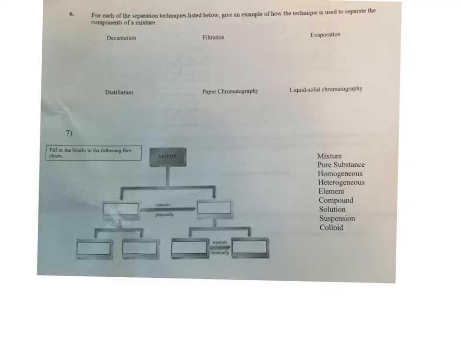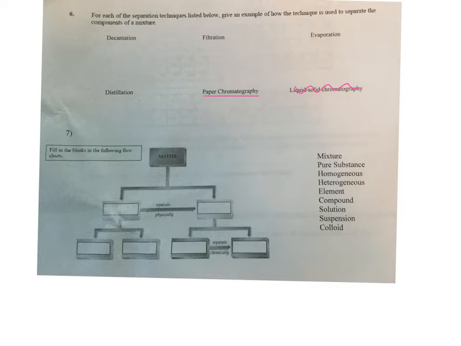All right, on this page, I am actually not going to go through number 6 because I feel like you guys are very capable of looking these words up. Don't stress too much over this guy. We will talk a little bit about paper chromatography. When you go to look it up, I know they're going to say things like which ones are fast versus slow flow rates and stuff like that.